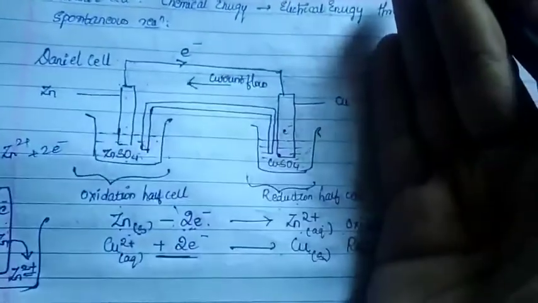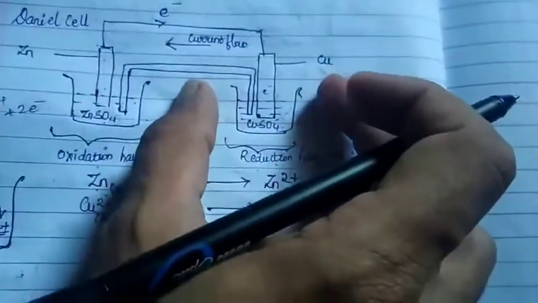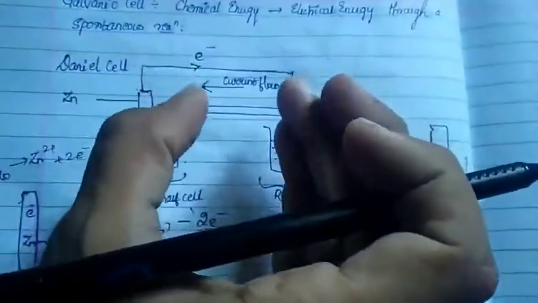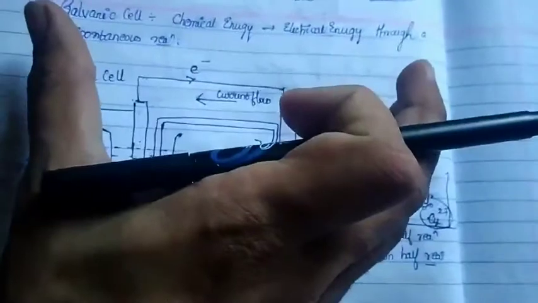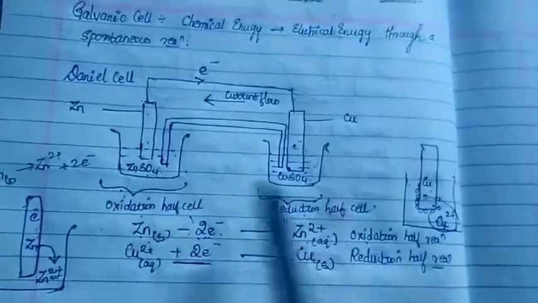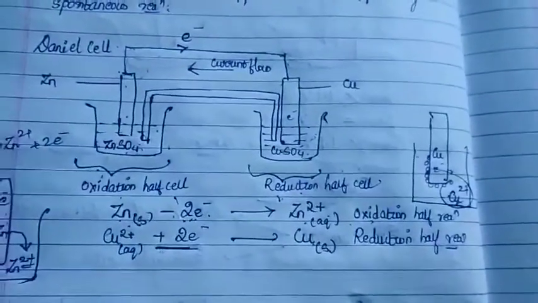Similarly, a reduction half cell means the cell in which the reduction half reaction is taking place. That is called the reduction half cell. The combination of both the oxidation half cell and the reduction half cell gives you the complete cell. A complete cell needs two half cells. Are you getting my point? Very much important over here.